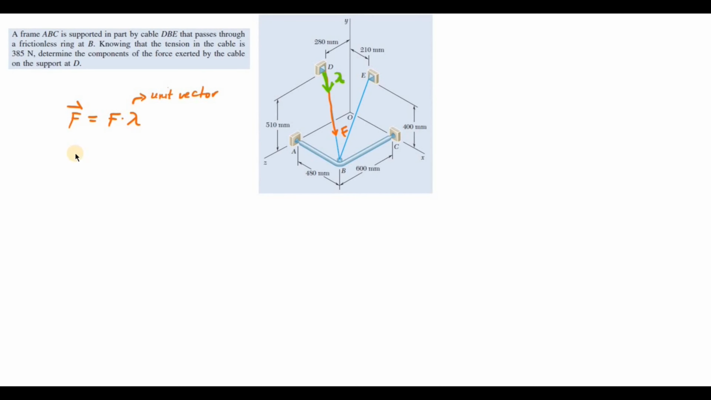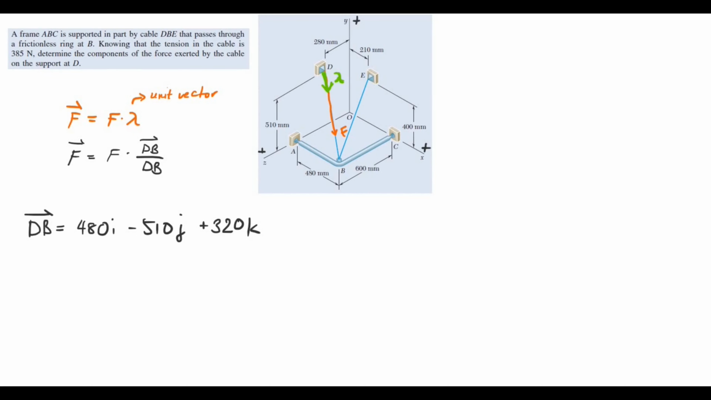Another way of writing this equation is the force equals the magnitude of the force times the vector DB over the magnitude DB. So the vector DB is equal to, if we have positive z in this direction, positive x in this direction, positive y in this direction, 480 I minus 510 J plus 320 K.